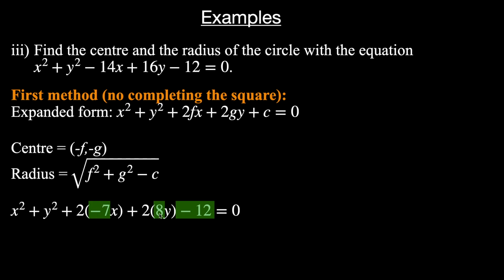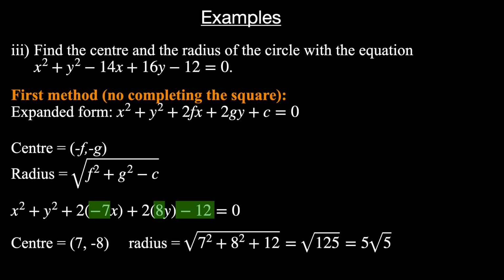And then we need to use those numbers to find the radius. So let's see what that looks like. We get a center of 7, negative 8, and our radius is the square root of f squared. Now, because we're squaring it, we don't need to include the negative. You can write negative 7 squared if you like. I just generally ignore the negative and just write 7 squared plus 8 squared plus 12, because it was subtract negative 12, so it's going to be plus 12. 7 squared plus 8 squared plus 12 is 125, so we get the square root of 125, which simplifies to 5 root 5. So our answer there is 7, negative 8, and 5 root 5.